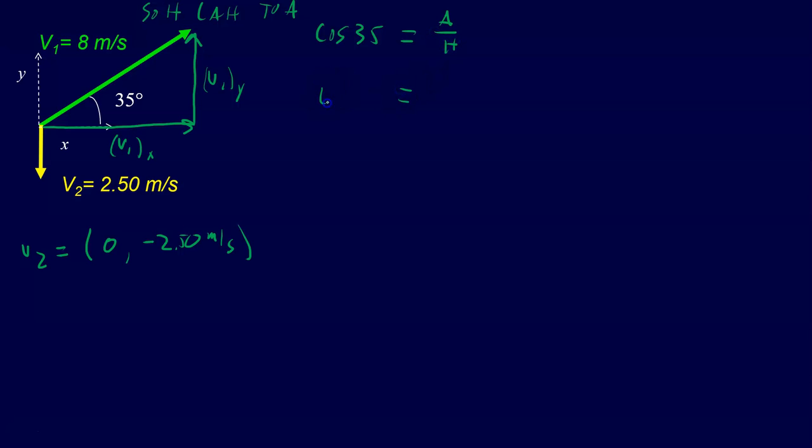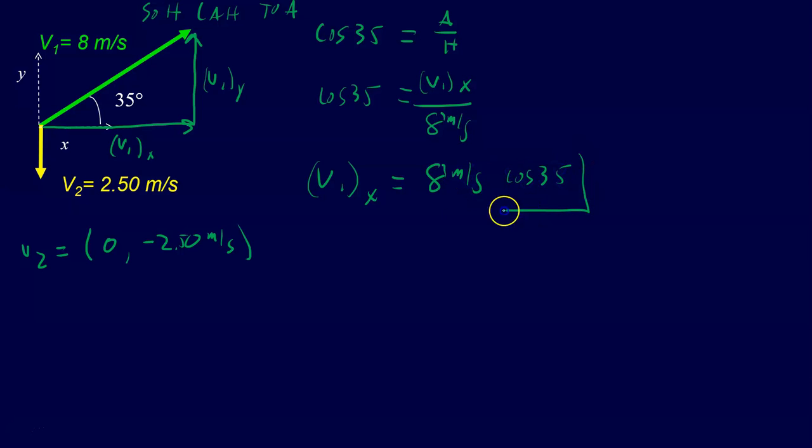In our particular example, for cosine of 35, the adjacent side is going to be this one here, so it's v1 in the x direction, and my hypotenuse is the 8 meters per second. If I solve that, I get one of my components: v1x equals 8 meters per second times cosine 35.